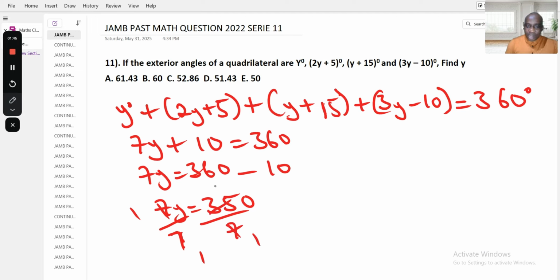How many 7s can we see in 35? We see 5. How many 7s in 0? 0. Our final answer is going to be 50 degrees, which is the value of y that the question asks us to find. Do you have 50 there? Yes. Our final answer is E. Let's move to the next question.